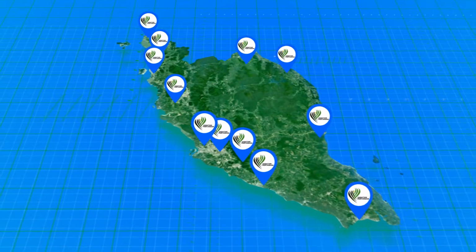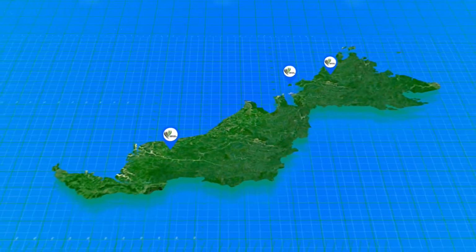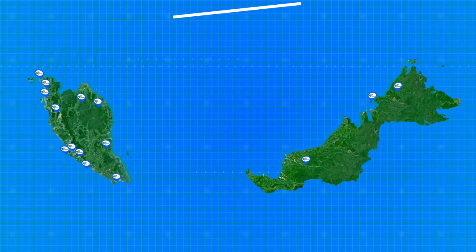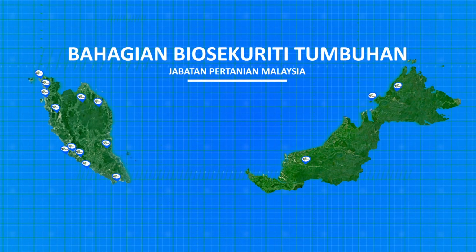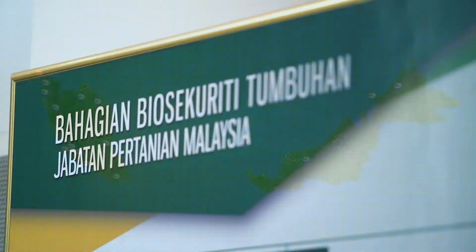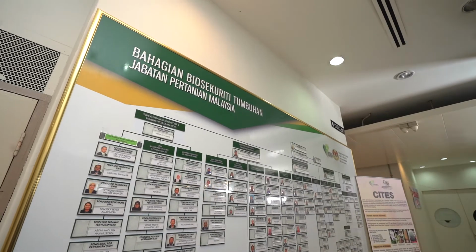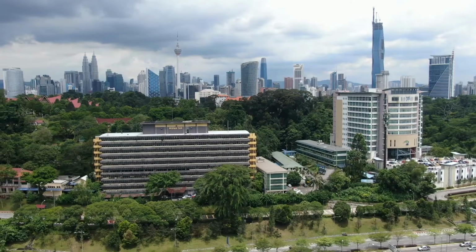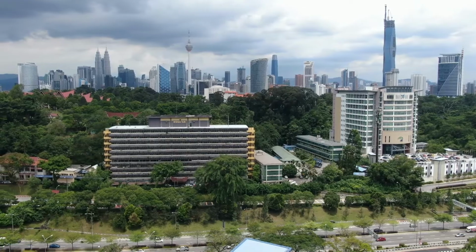The Department of Agriculture, DOA Malaysia, is recognized by the Food and Agriculture Organization, FAO, and the International Plant Protection Convention, IPPC, as the National Plant Protection Organization, NPPO, of Malaysia. The Plant Biosecurity Division is divided into 5 main sections that perform each function of the division.